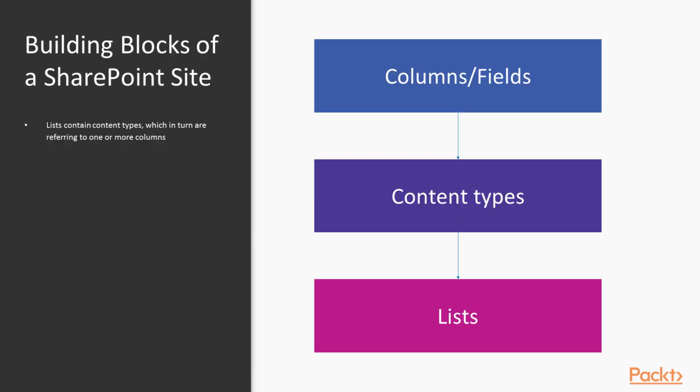So SharePoint lists or libraries contain content types, which is like a grouping for columns. And those content types, in turn, are referring to one or more columns. We will discuss each of these tiers or layers next.